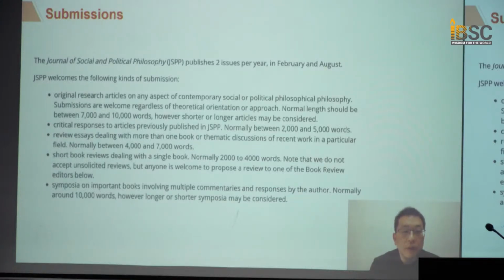So original research papers, between 7,000 and 10,000 words, address any aspect of contemporary social, political, philosophical issues. But also we welcome critical responses. So if you read any articles that have already been published in the Journal of Social and Political Philosophy, and you find those articles interesting, but you disagree with the arguments, you can publish a critical response in our journal. It only requires a length between 2,000 and 5,000 words.